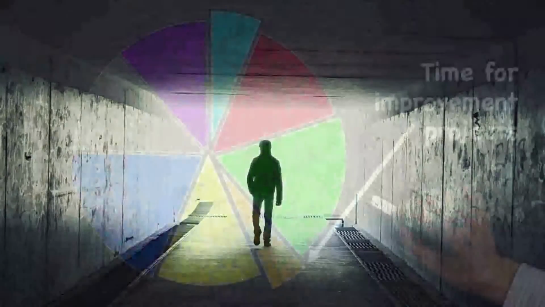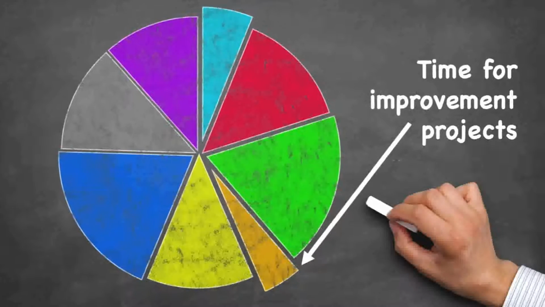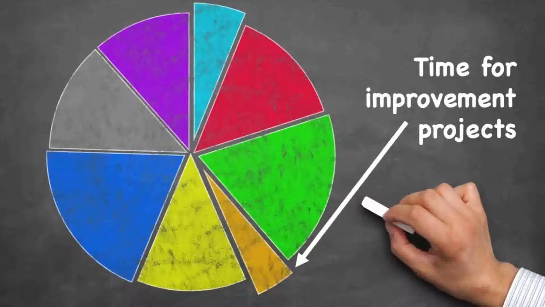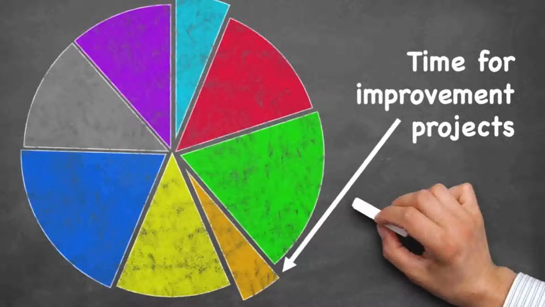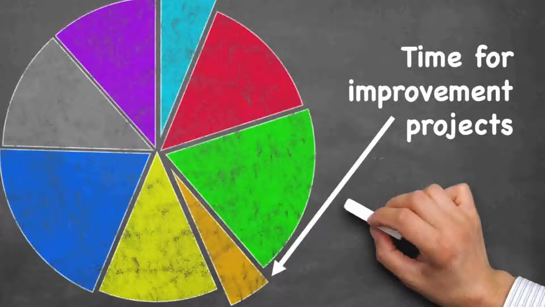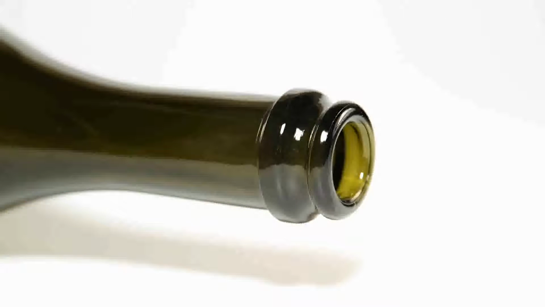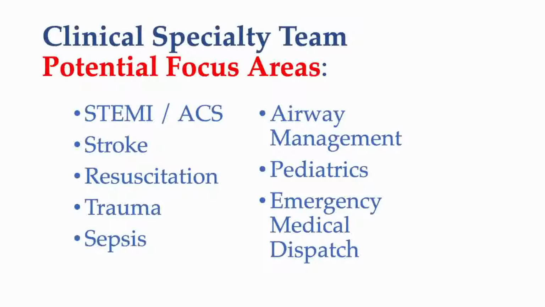Now, after that person has collected and cleaned data for some standard reports, investigated and resolved clinical incidents and complaints, addressed clinical training and recertification issues, as well as any other duties as assigned, there often isn't much time at the end of the day left to do actual improvement projects, and that creates a bottleneck in the whole quality improvement effort. We then talked about how EMS could help alleviate the bottleneck by implementing a team-based clinical quality model that utilizes clinical specialty teams supplemented by ad hoc improvement project teams.